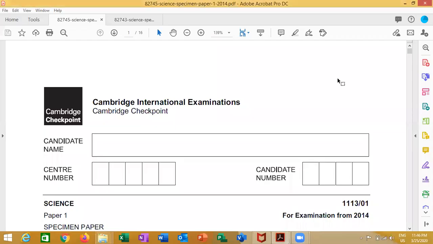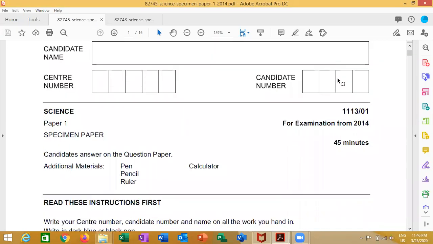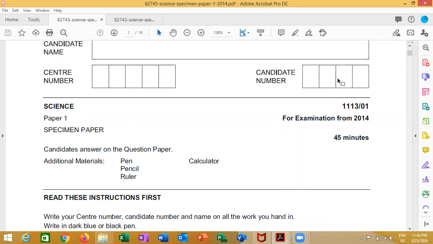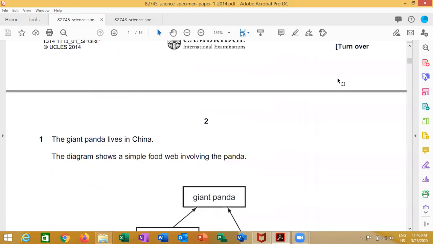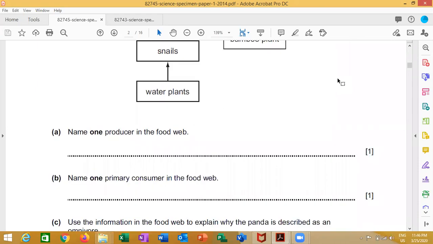Hello guys, today inshallah I'm going to revise with you specimen paper 2014. Here inshallah in this video you will find the model answer for paper 1 and paper 2. So let's start with paper 1, question 1. The diagram is called a food web, so let's answer question number A.